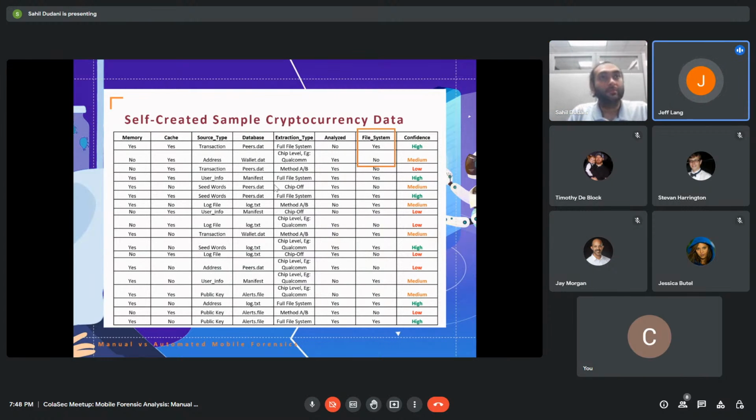Hey Sahil, how did you come to these seven features as opposed to the rest of them? Okay, so these seven features are pretty important based on my experience of mobile forensics. And this is not a real data set.